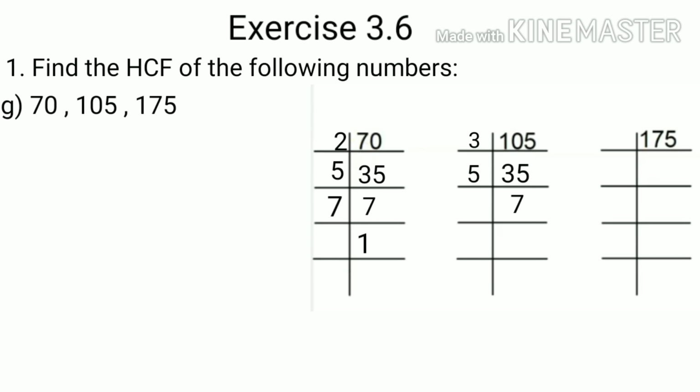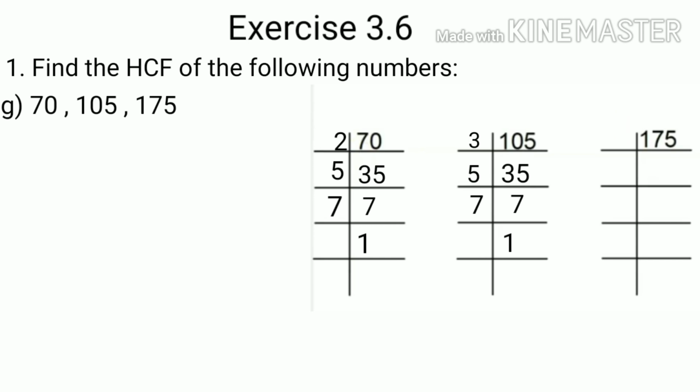And since we know that 7 is a prime number, we will divide 7 by 7 itself. And when we divide 7 by 7, we get 1 as the quotient. So the prime factorization of 105 is done. And the prime factors of 105 are 3, 5 and 7. Now let's do the prime factorization of 175.